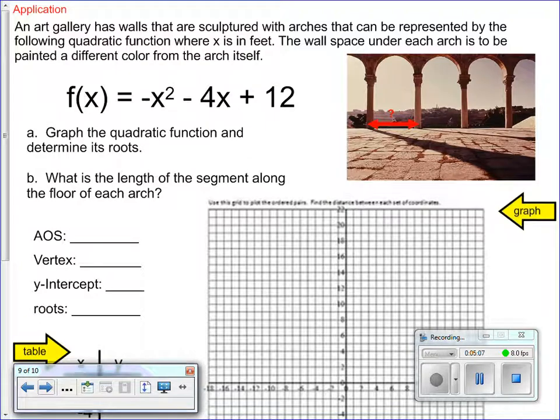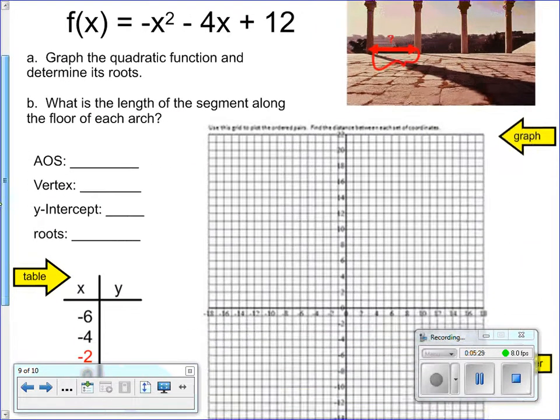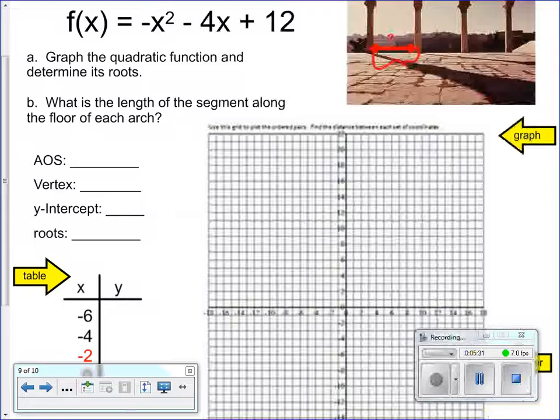All right, an art gallery has walls that are sculptured with arches that can be represented by the following quadratic function where x is in feet. The wall space under each arch is to be painted a different color from the arch itself. So we're going to graph the function, determine the roots, and then we want to know how long this is between each one. So the first thing I'm going to do is find my axis of symmetry, of course. So negative b over 2a.